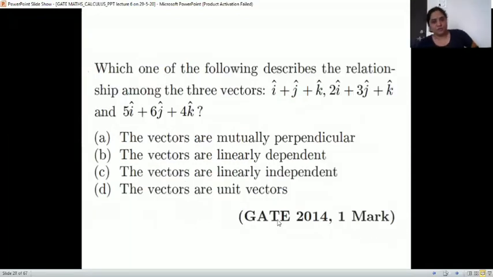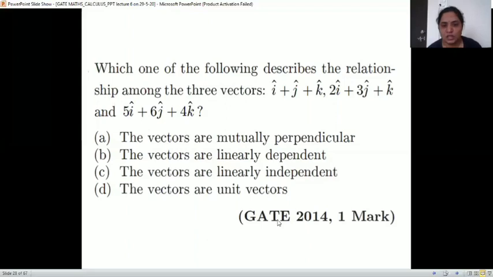Chalo, next question. Which one of the following describes the relationship among three vectors? Three vectors are given to you, and the options are mutually perpendicular, linearly dependent, linearly independent, and are unit vectors. Okay, first thing, when they said mutually perpendicular, can anyone tell me when these three vectors can be said mutually perpendicular?